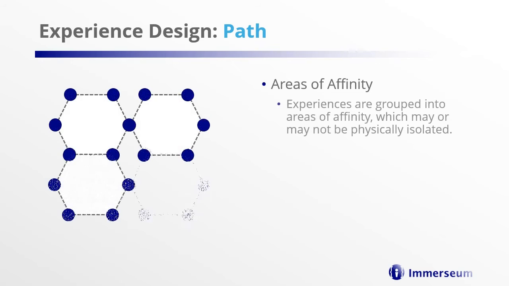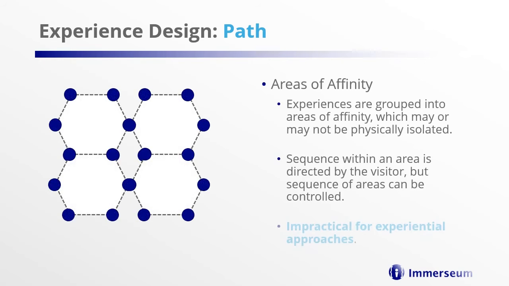Now, areas of affinity is another design pattern. It's an interesting one. It's most commonly found in art museums, where you've got a bunch of different paintings or exhibits that are somehow related to each other, organized and presented in a shared space. And next to that, you've got another shared area of affinity with a bunch of other paintings and art. It's an interesting model in that context.